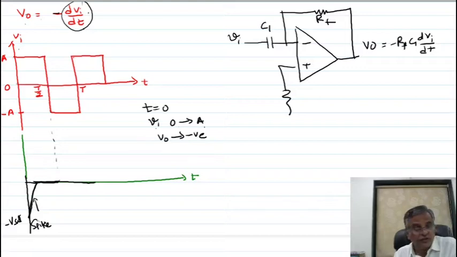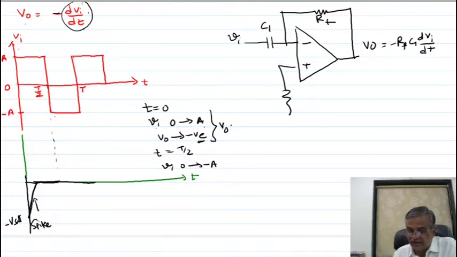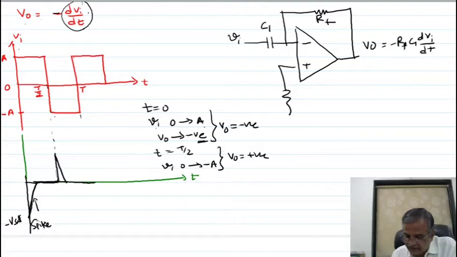Now again at t equal to T by 2 time, at this time your input is changing from 0 to minus A. So during this time the output will be negative going to 0, so your output will be positive. So at this time your output is positive and it will be the positive spike, you can say. And then again at this time your output is 0.